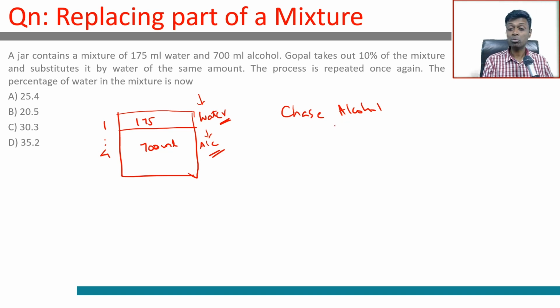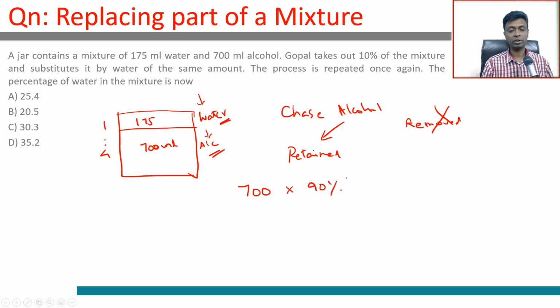Second step, think about alcohol retained, not all alcohol removed. What do I mean by that? I'm removing 10% of this mixture. So 10% of alcohol will go away. That means 90% is retained. So when I do it once, the first time we do this, alcohol remaining will be 700 into 90%. One more time we do this into another 90%. We'll retain 90% of whatever alcohol was there. So the amount of alcohol that's going to be remaining is 700 into 9 by 10 into 9 by 10.